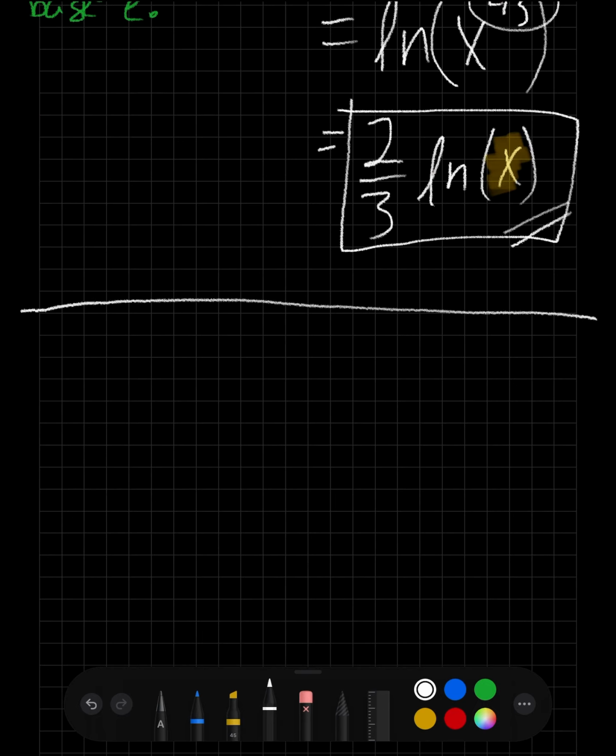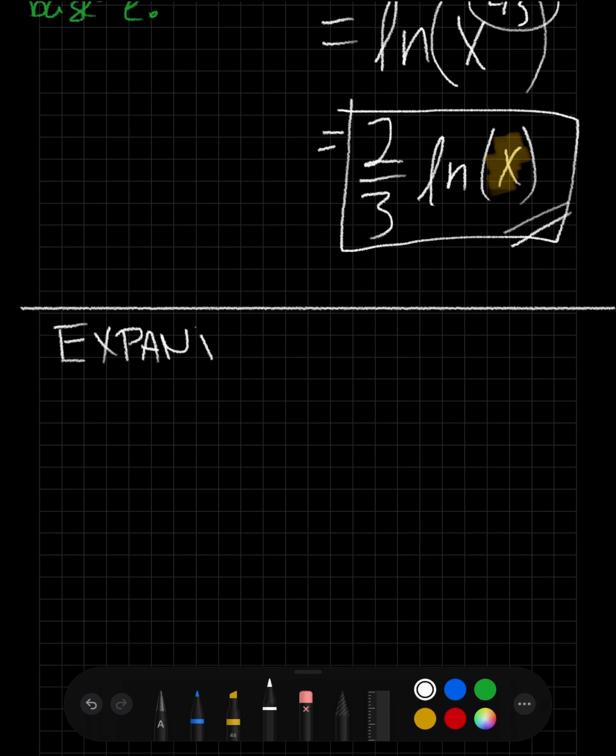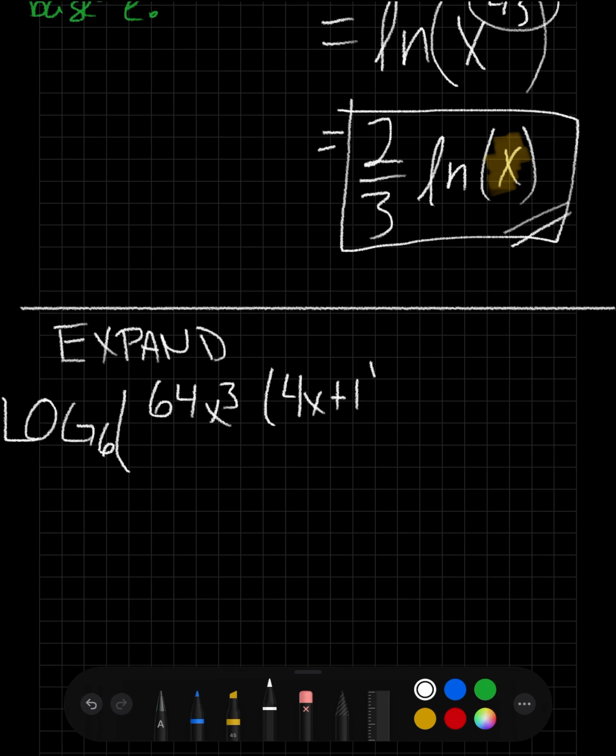Are you guys ready for a really hairy one? I'll go step by step, and I'll label each time what I'm doing. So here's our instructions: expand. And here's our statement: log base 6 of 64x cubed times 4x plus 1, divided by 2z minus 1.